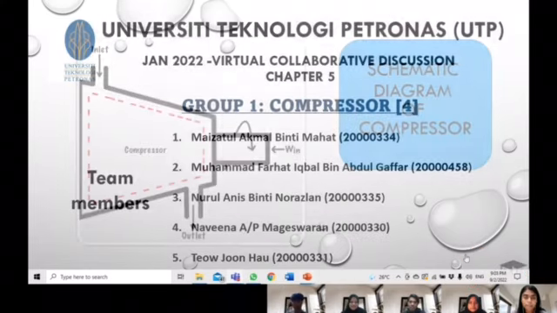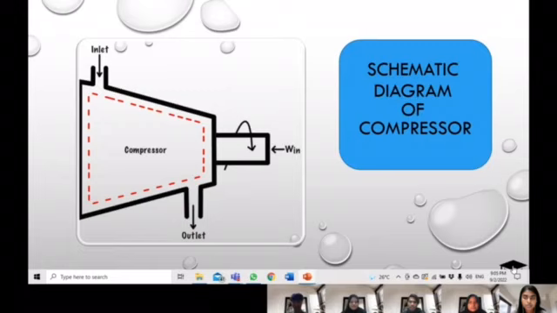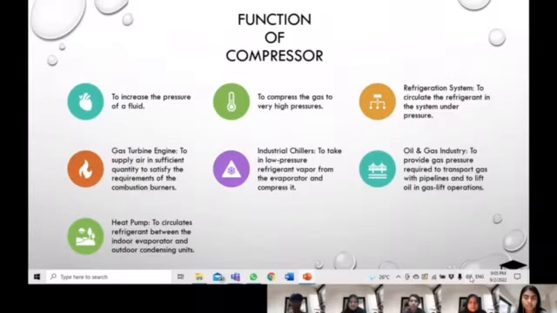My name is Teo Junha, and I'll be presenting the schematic diagram of the compressor. As you can see from the diagram, it consists of an inlet stream, an outlet stream, and a work done stream, where external force is applied to compress the air. So we move on to the function of the compressor.